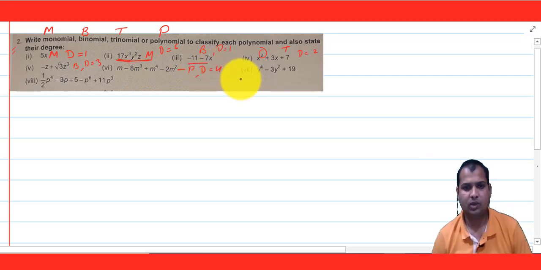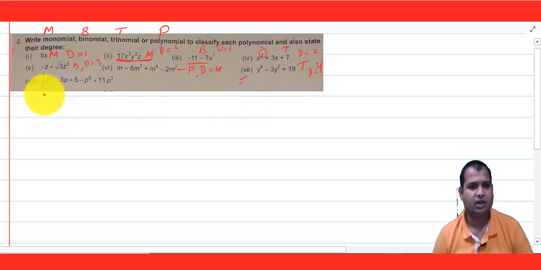Number 7, it is a polynomial in 1 variable because it has got only y over there, and it has got 3 terms, so it's trinomial. And for degree we have to see the highest power, that is 4. So degree equal to 4.